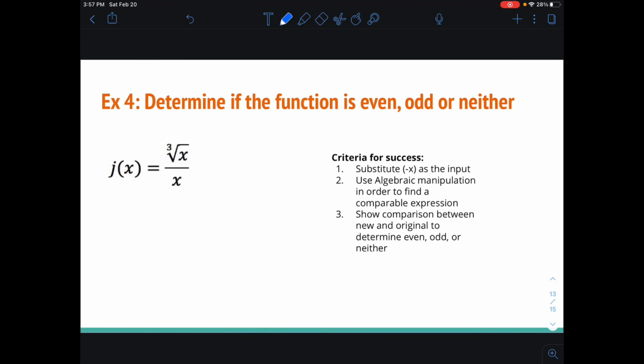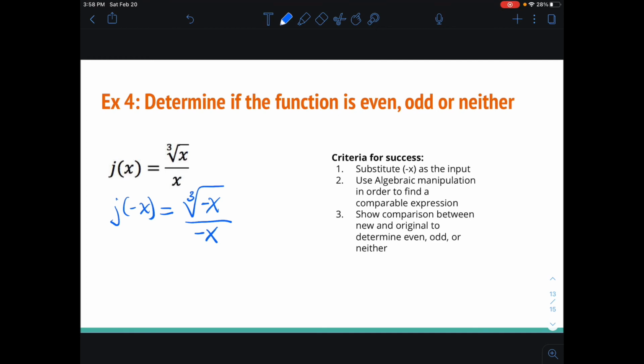Okay, so this one's getting a little bit messier, but again, we're really just looking at those order of operations. So we say j of the opposite of x equals the cube root of the opposite of x over the opposite of x. Right when I'm looking at this, this obviously does not look like j of x, the original. So let's mess around with it.